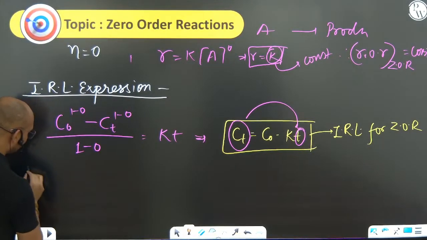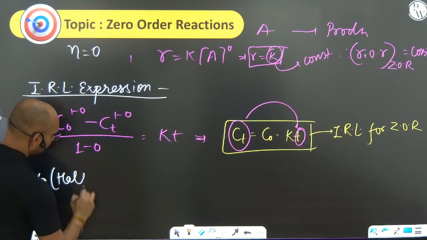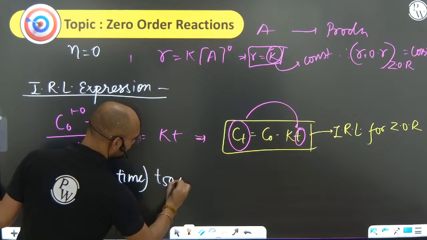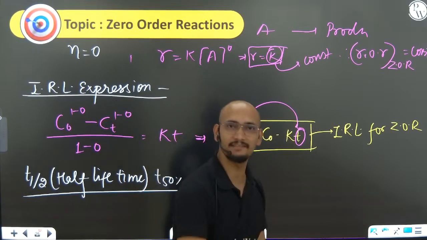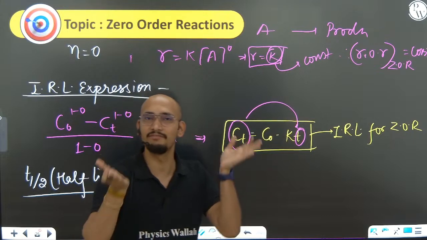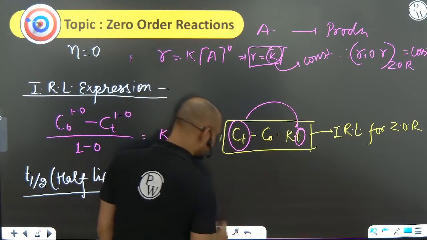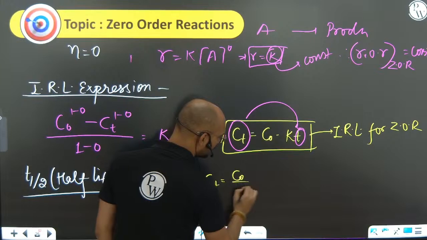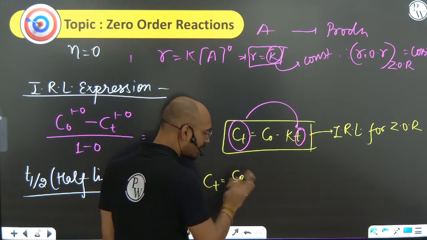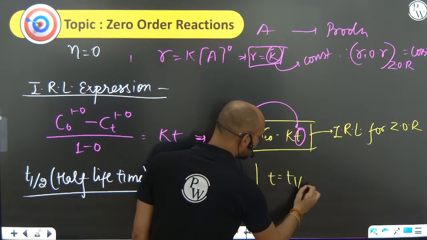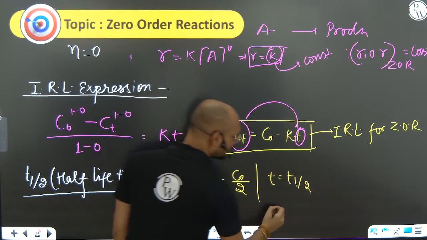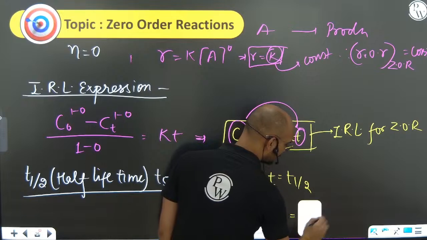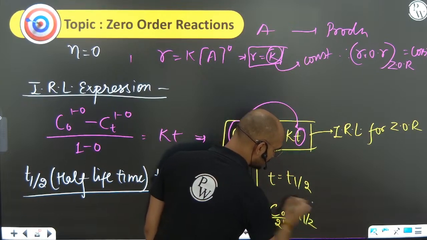Now the next point asked here is t half, that is half life time, also known as t 50%. It is the time when 50% of the reactant is consumed. At t half, Ct will be equal to C naught divided by 2. If half is removed, half will remain. So t is equal to t half. Just equate both of them: C naught by 2 equals K t half. So t half will be equal to C naught by 2K.